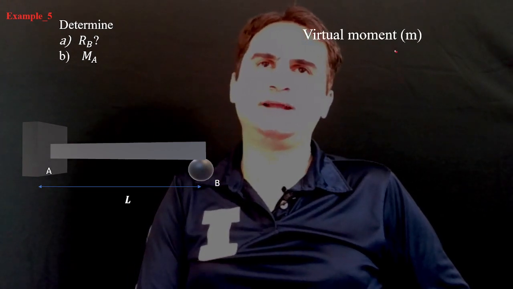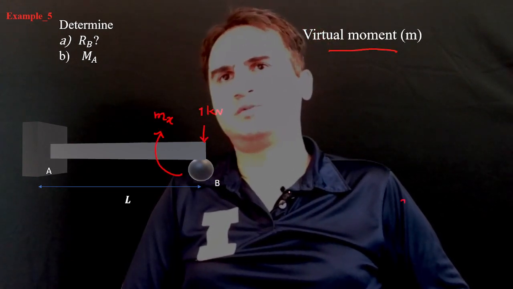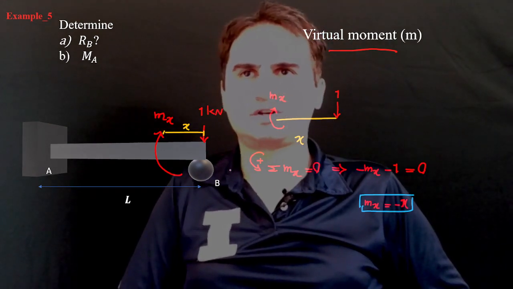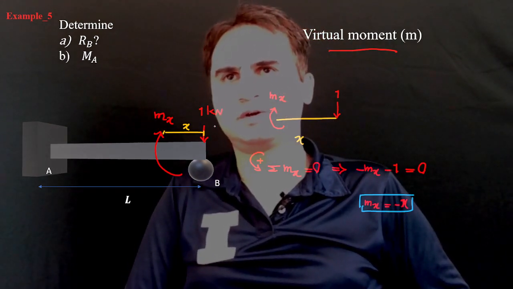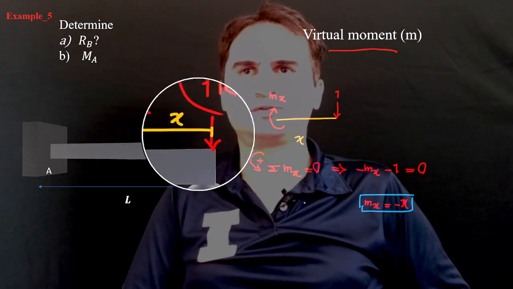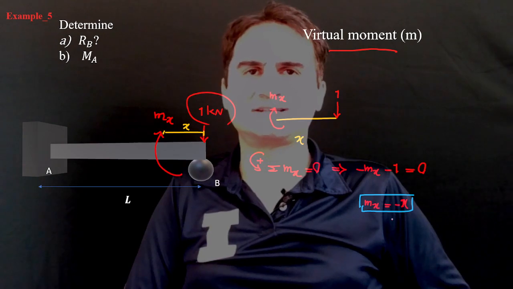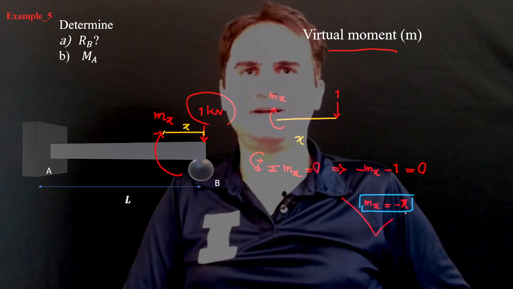negative W x cubed over 6L. That's our moment equation. And then for the virtual moment, on the same part of the structure, we cut it with no loading, but just a 1 kilonewton downward load to get delta at B. That gives us small m equal to negative x.